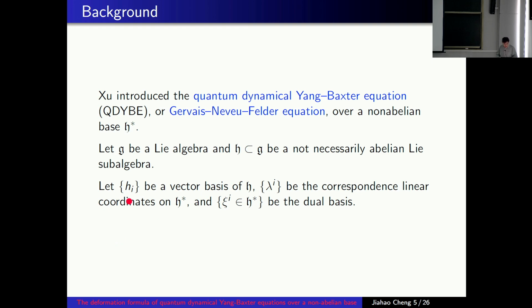Now then we take a vector basis. This is a group of vector basis h_i of this vector space H, and we take lambda_i to be the corresponding linear function on H star, the dual space of H, and moreover we take c_i to be the dual basis to h_i. So we just fix some notation. Any questions?